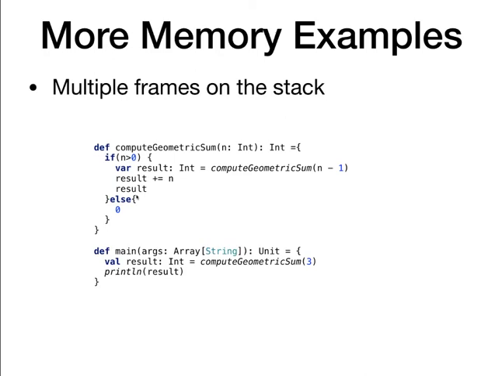If I have compute geometric sum of 2, I should be calling geometric sum of 1, which should be returning 1. I'm going to add 2 to it to get my 3. Calling it on 1, I'm going to add 0 to it, return 1. And when it's 0, I'm just going to directly return 0. That's the behavior I'd like. I have it set up. It should be doing that. But let's look at the stack and see how that's running in memory to be able to get that behavior.